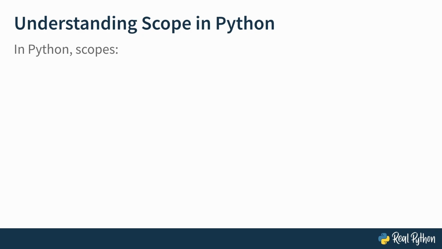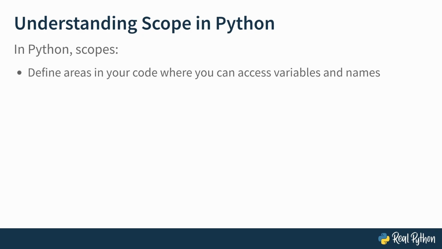This is where scope comes in. Scope is like context. Each line of code runs in a particular context, be it the top level of a module, or inside a function, or inside a class, etc. Scopes define areas in your code where you can access variables and names. And what happens if you use the same name multiple times? That's called a name collision, and it can lead to buggy or outright broken code. Using scopes, you can mitigate name collisions across your programs.